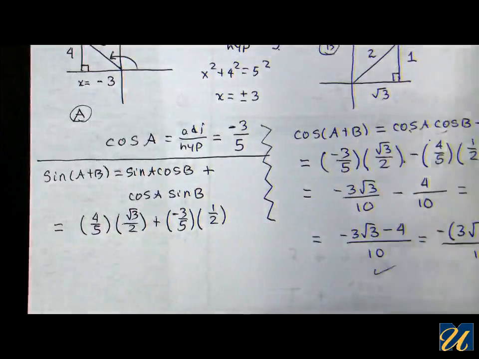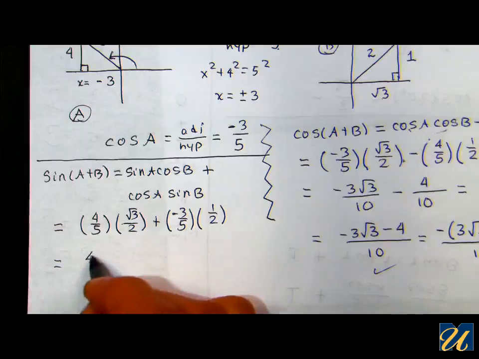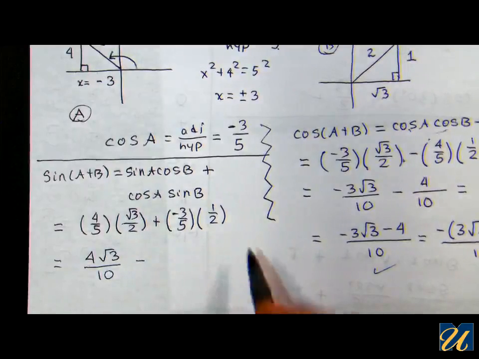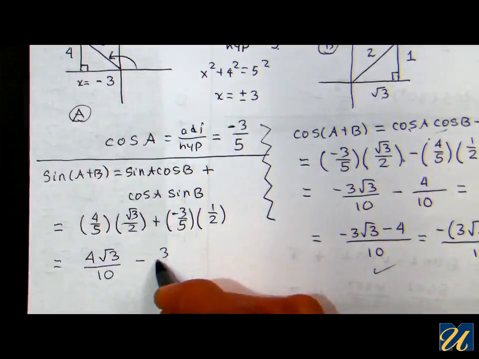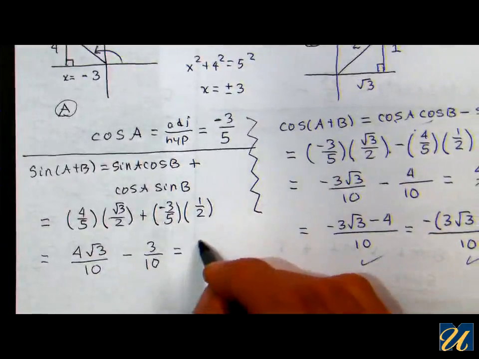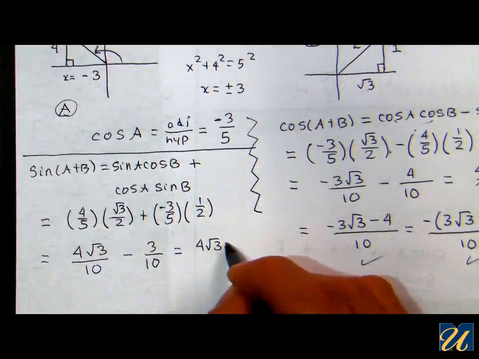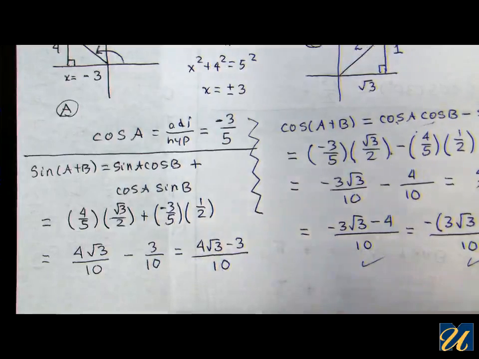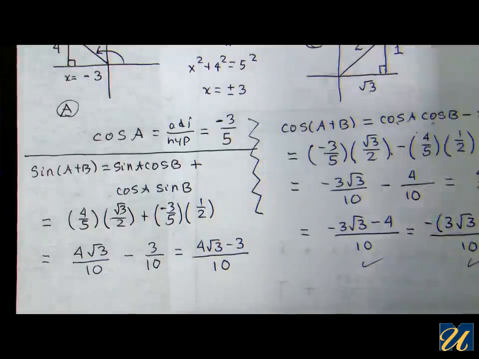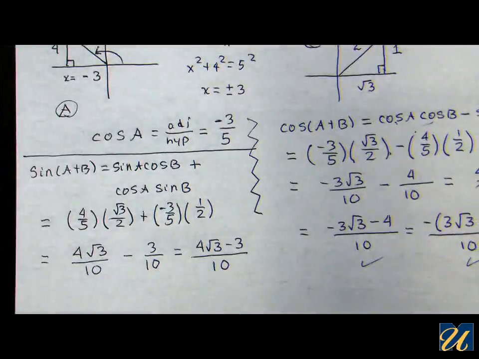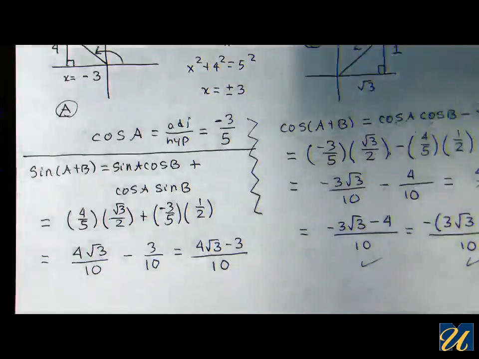Okay, so let's do out the arithmetic then. 4 root 3 over 10. I'll write a minus sign there, since we have negative 3 times 1/2, which is 3 over 10. Put that together as a single fraction. So that's 4 square root of 3 minus 3, all divided by 10. And there is sine of A plus B. Okay. Let's see what else we got. We have a new problem to do.